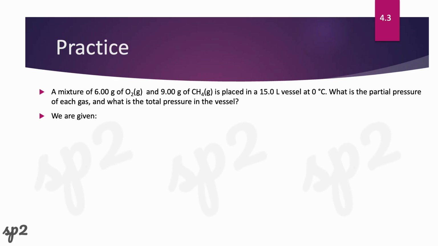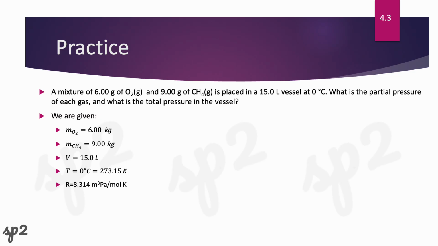So if I go ahead with all the information that is given, I have the mass for oxygen and methane. I have the volume, I have the temperature, and I know that I always need to convert that to Kelvin, so I just did that. I also have R, that's my constant. And I am looking for the partial pressure of oxygen, methane, as well as the total pressure. Okay, take a look at the next slide.